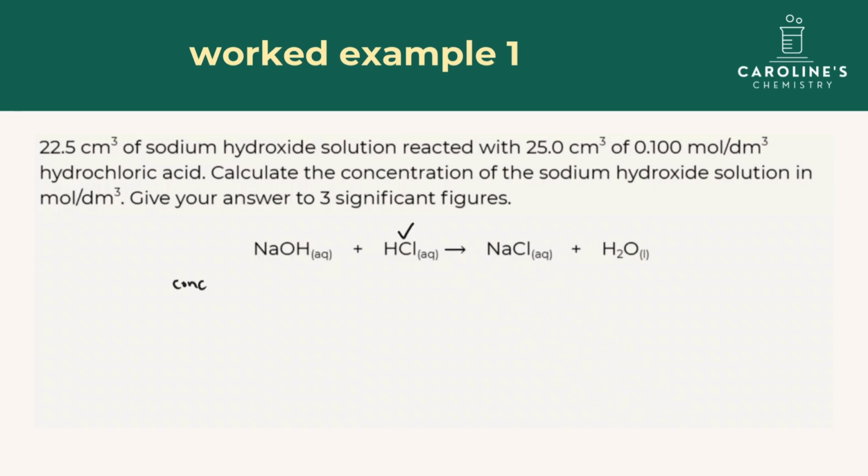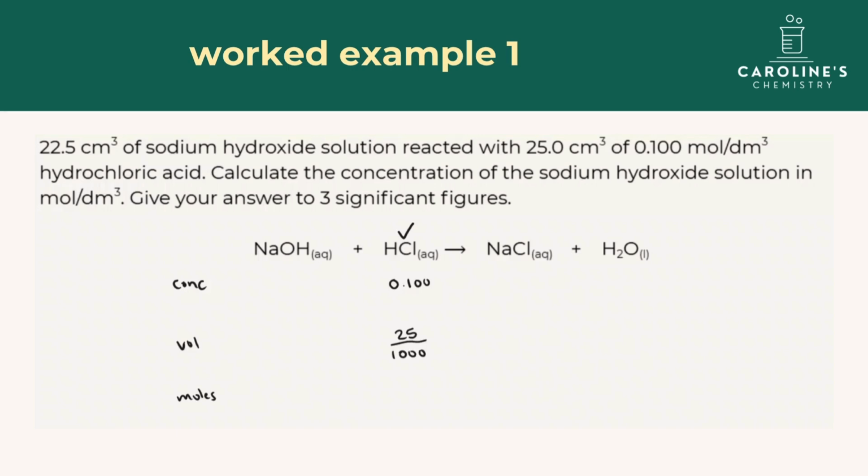So I'm going to create my table with concentration, volume, and moles down the side. And you can always pop them in that order because it means you're not having to think too much about how to switch in between the two, how to work out between the two. Let's add in our concentration of hydrochloric acid. So that is 0.100. And the volume of the hydrochloric acid is 25 centimeters cubed. But remember, standard units here for concentration are decimeters cubed. So we're going to divide that by 1,000.